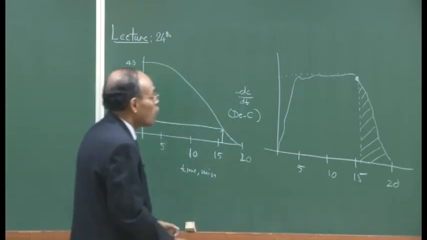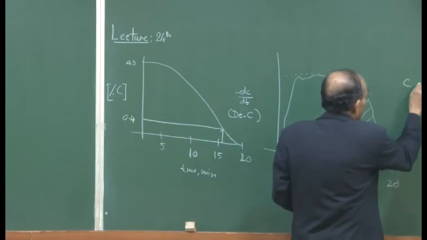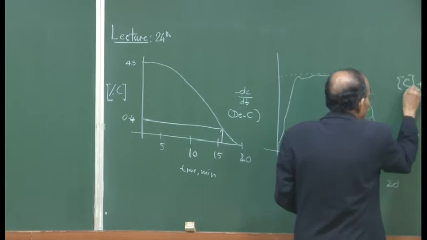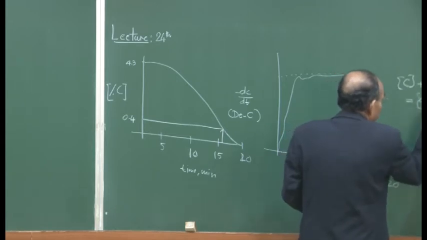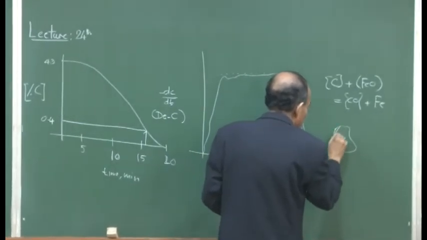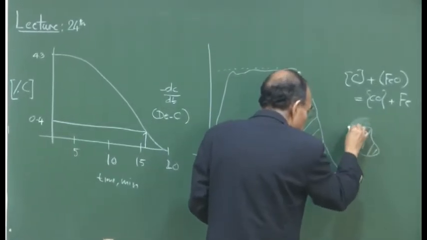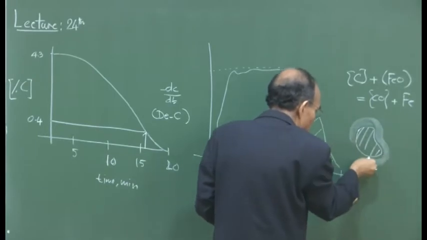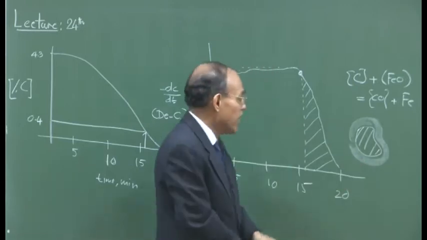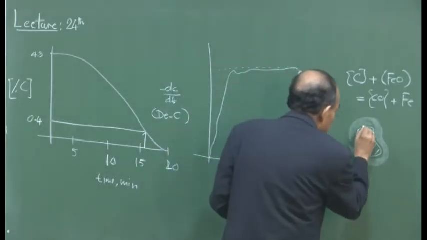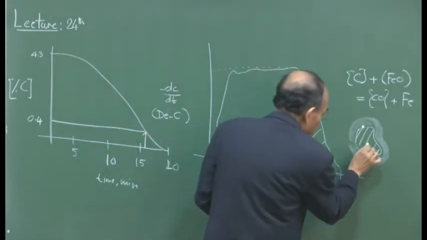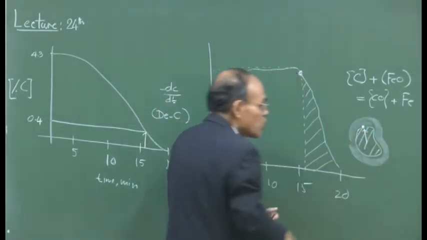So, if you are talking of this particular reaction, carbon plus FeO is equal to carbon monoxide and Fe, then obviously you are talking about something like a slag metal reaction. This is an artist's impression: I have a metal droplet surrounded by the slag, and possibly it is here that the reaction is taking place, okay? And therefore, it is a two fluid mass transfer.